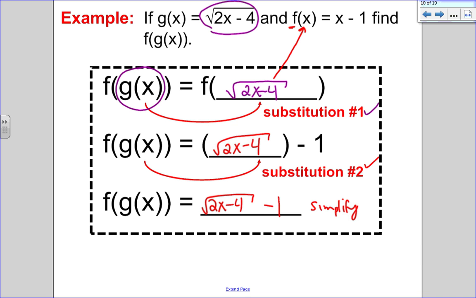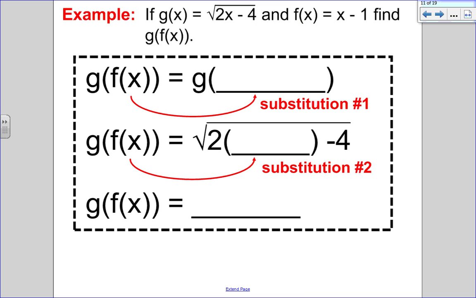Okay, let's look at this same idea, but we're going to flip it around now and do g of f of x. Okay, so g of f of x. So my first substitution is work inside out, and I'm going to substitute f of x, which is x minus 1, to be the new domain. So that's substitution number 1. So now that I'm doing g of x, my substitution is I'm replacing this x minus 1 with that x for function g. So instead of having 2x minus 4, I have the square root of 2 times x minus 1 minus 4. So that's my substitution number 2.